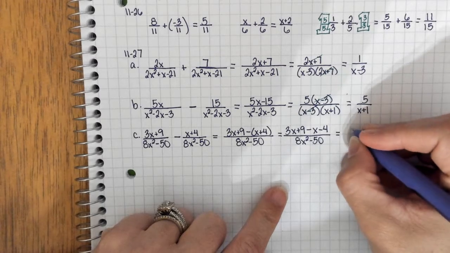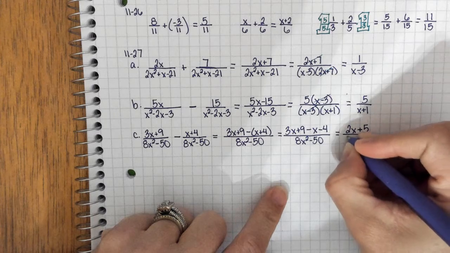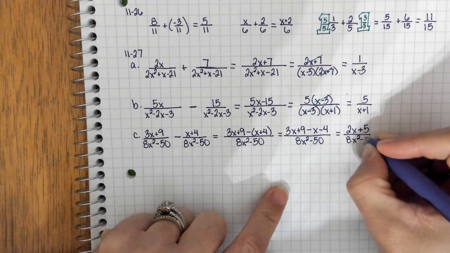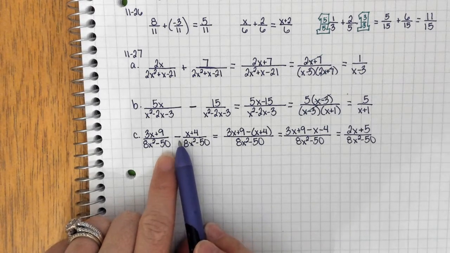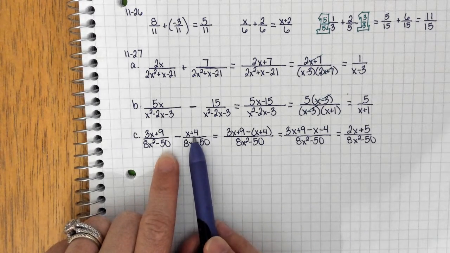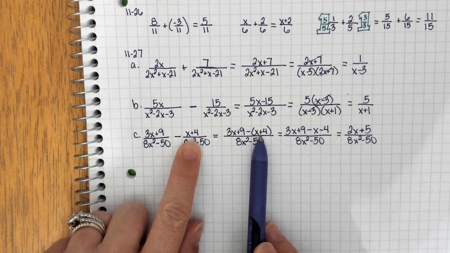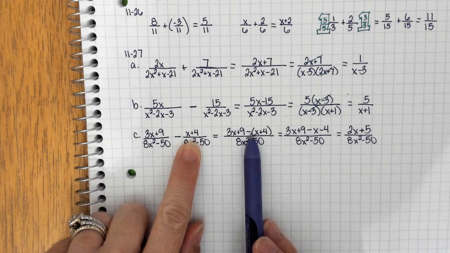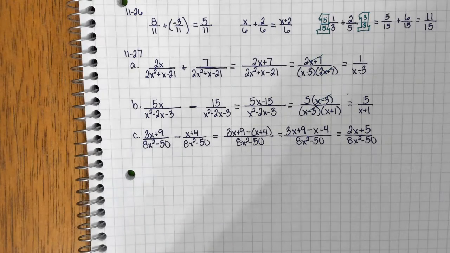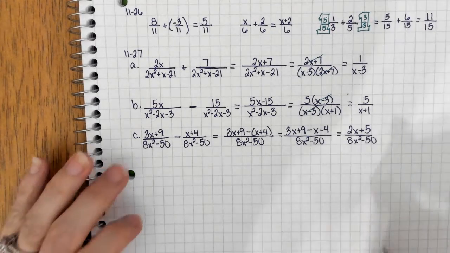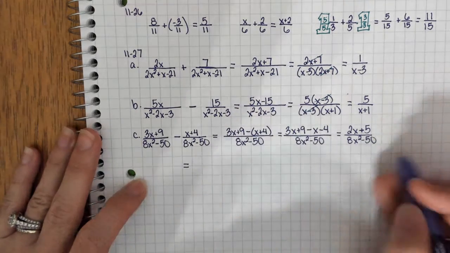So my numerator simplifies to 2x plus 5. My denominator is still 8x squared minus 50. Some of you are going to go straight from the first step to here. You're going to recognize, hey, it's subtraction, so I have to subtract both of these terms, and that's fine. I just want to break it down for you. You're really subtracting this whole numerator, which means you distribute the negative to the x plus 4, and then you combine your like terms.